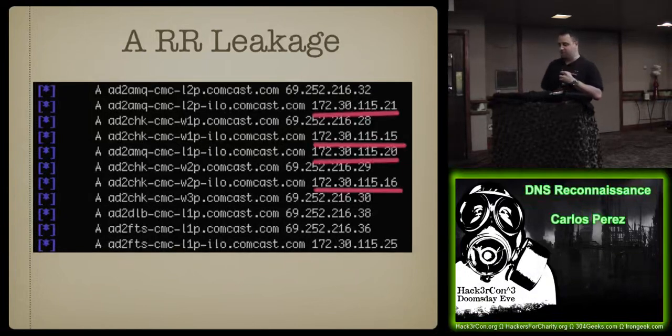And here we have another one from Comcast, where when I did this homework against them, I'm getting 172.30 IPs. Those are, again, non-internet routable IP addresses. How many of you know what an iLO is?